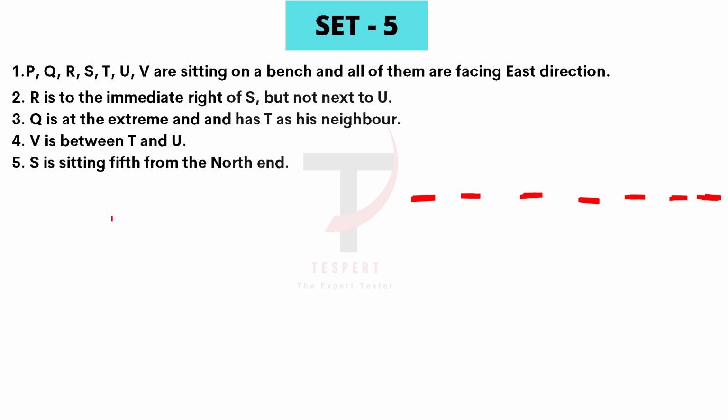If we look at the 5th statement, S is sitting 5th from the north end. See, why we have taken the 5th statement is that it is a straightforward statement. You can just read the statement and mark it straightforwardly. S is sitting 5th from the north end. I am assuming this to be facing the north direction, even though it is given that they are facing east direction.